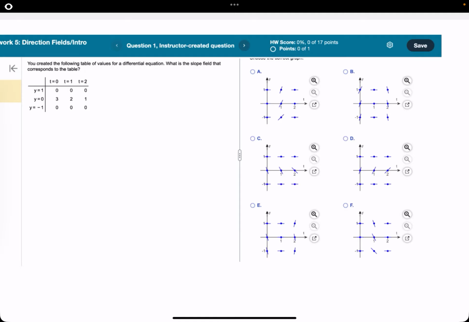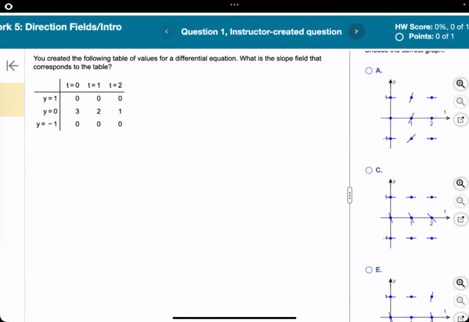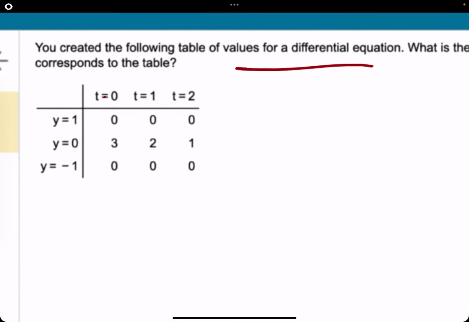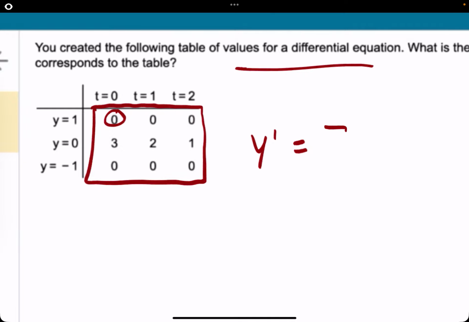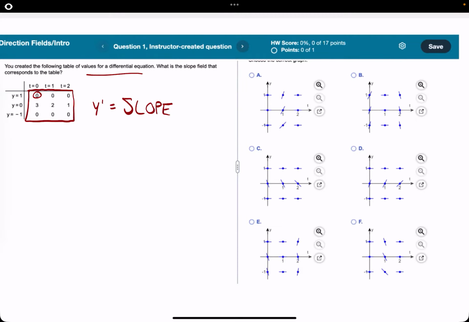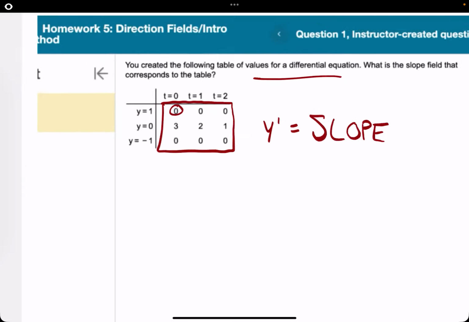So starting with this, they say you have the table of values for a differential equation. What's the slope field that corresponds to the table? So for these different intersections of t's and y's, so when t equals 0, y equals 1, we have a y prime value of 0. These are y prime values. Y prime means derivative, and derivative means slope. So we're really going to interpret a bunch of these values in here just as slope values.